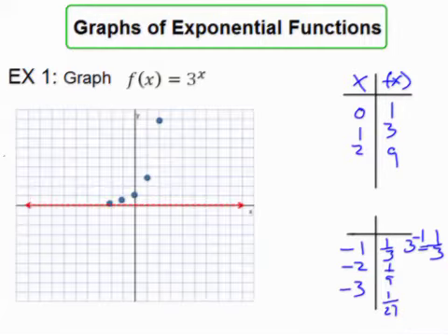Let's see how those look on a graph. At 0, we go up 1. At 1, we go up 3. And at 2, we go up 9. So as we go to the right, we can see that our graph will rise quickly, or exponentially. But as we go to the left, we have negative 1 up a third, negative 2 up a ninth. We see that it's falling very slowly. It's going to get closer and closer to this red dotted line. However, there's no power of 3 that will ever yield 0, so we'll never reach 0.